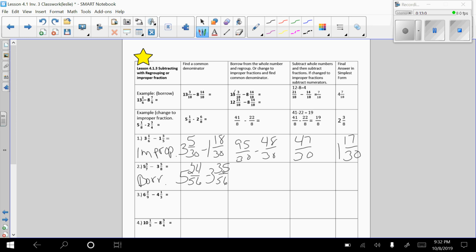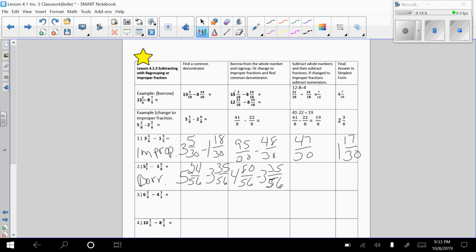Now we have to borrow one whole. Remember, when I borrow a whole, I'm borrowing a whole with a fraction. So when I borrow from 5, I'm really borrowing 56 out of 56. I have to have that fraction. So I borrow from 5 and it becomes a 4. If I'm adding 56 to 24, I'm going to get 80 over 56. Subtracting now, I can subtract my 3 and 35 over 56.